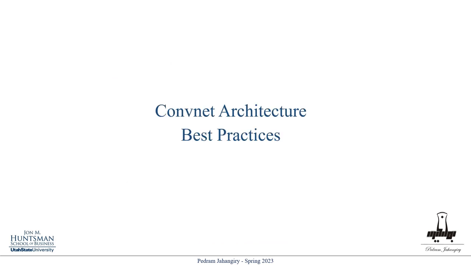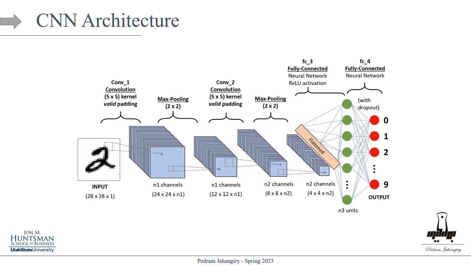All right, convnet architecture best practices. So here is a very simple CNN architecture. In the past two lecture videos and the Python part, we talked about how we can put together a very simple CNN architecture like this. So imagine the question on hand is handwritten digit classification. We have an image like this, the number 2, 28 by 28 by 1 because it's grayscale, and the output is a 10-class classification, basically numbers between 0 and 9. So we're going to use a softmax activation function at the very last layer.